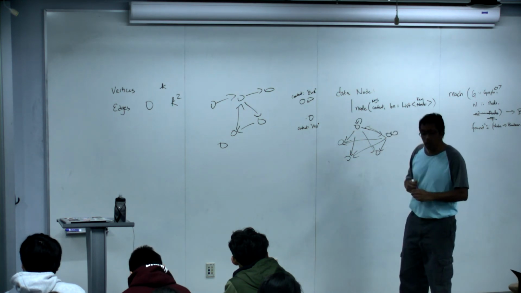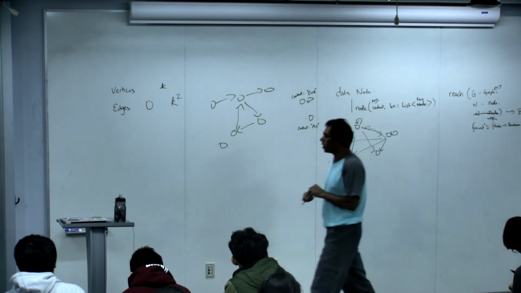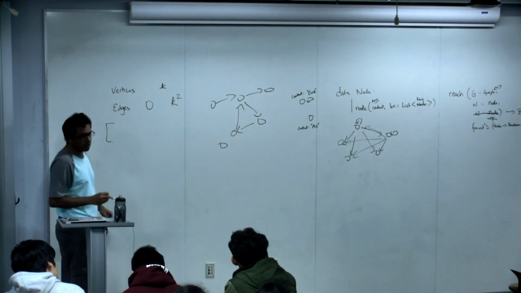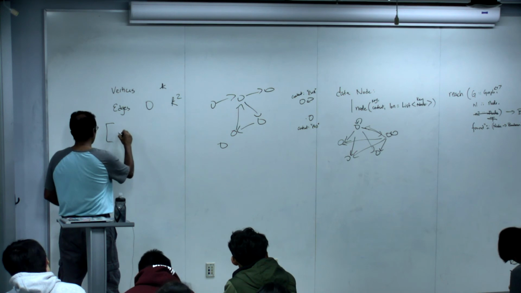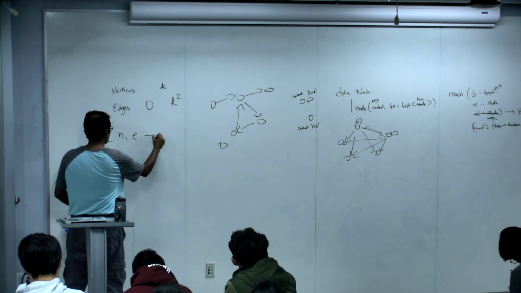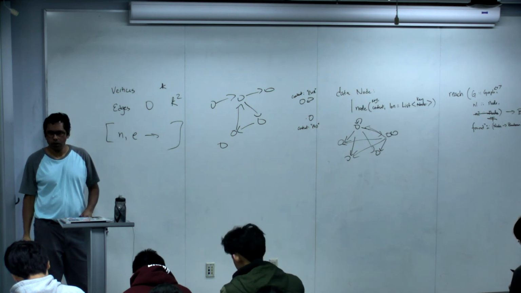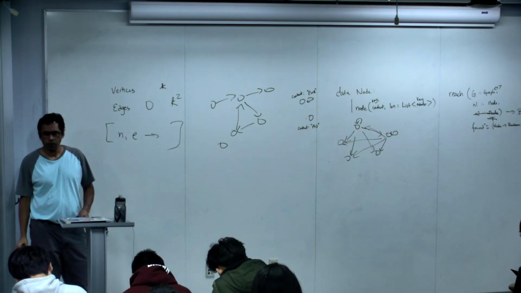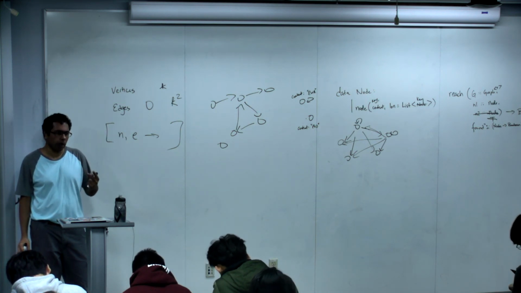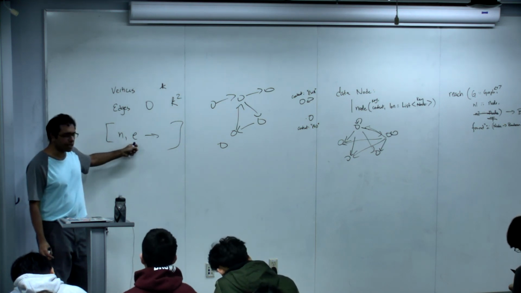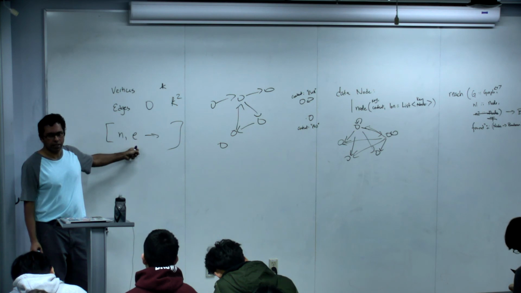So really, when we talk about the complexity of a graph algorithm, it's a function of two things: the number of nodes and the number of edges. There are always two parameters, how many nodes, how many edges, because this could be vastly smaller, and this could also be vastly larger.